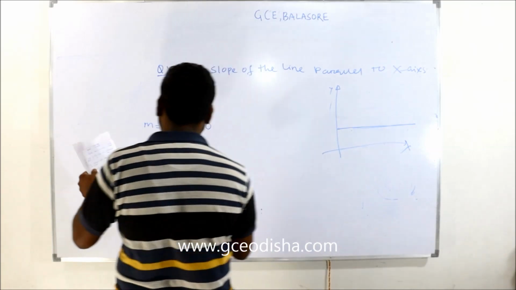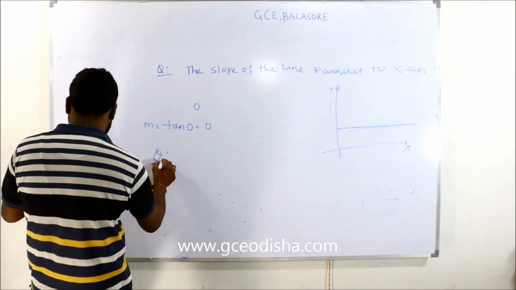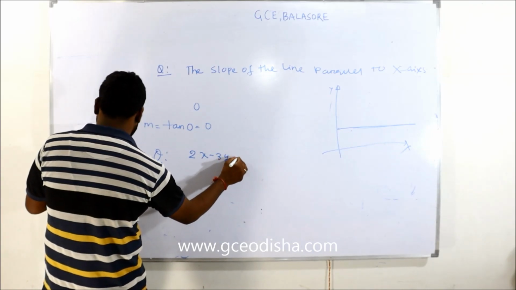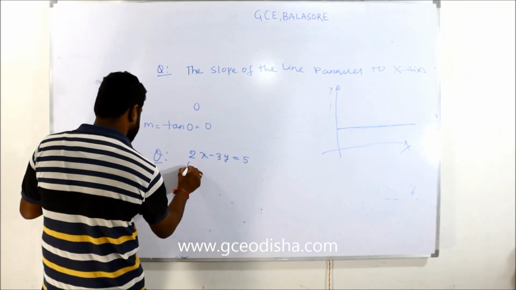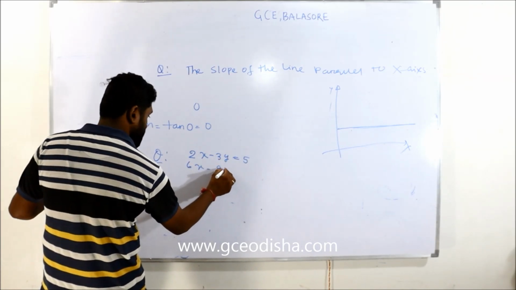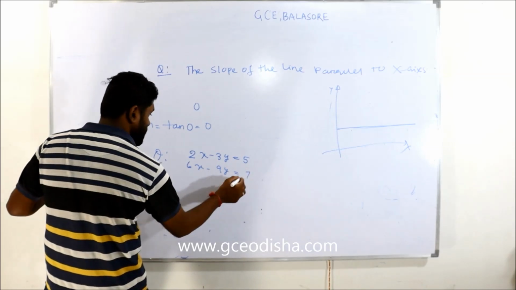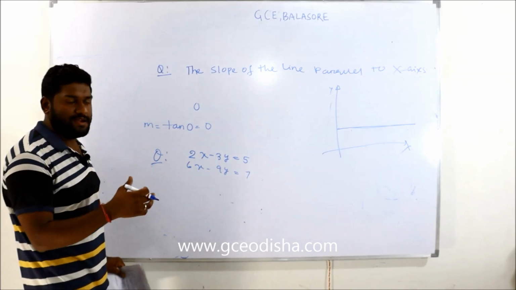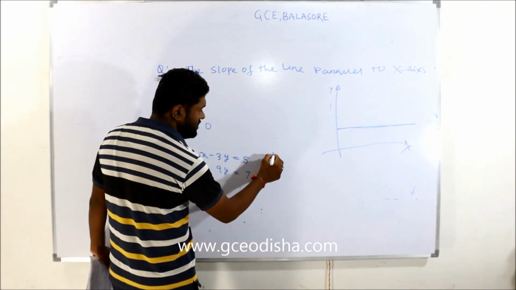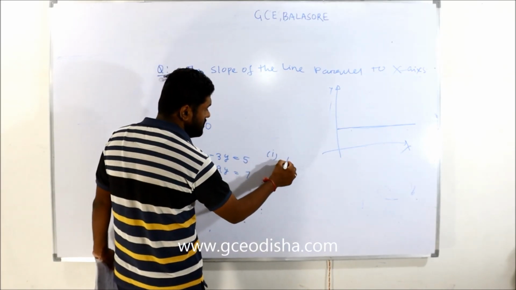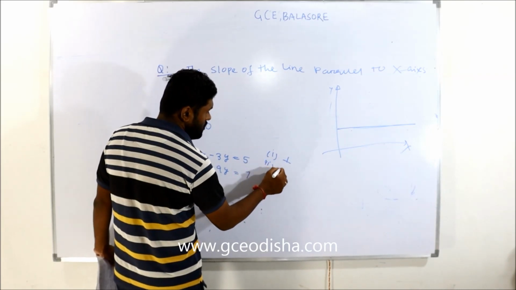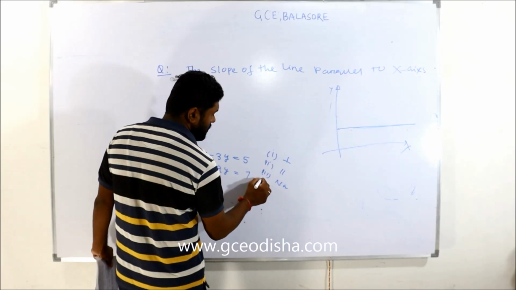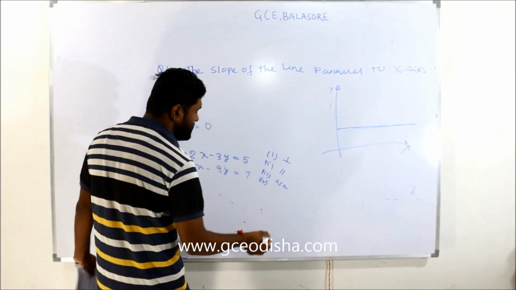And another question was there. One line is 2x minus 3y is equal to 5. Another line is 6x minus 9y is equal to 7. They asked how these two lines are related. Option 1 is perpendicular, option 2 parallel, option 3 not related, option 4 none of the above, right?